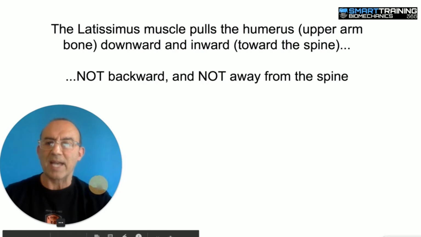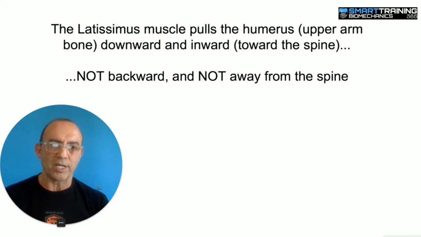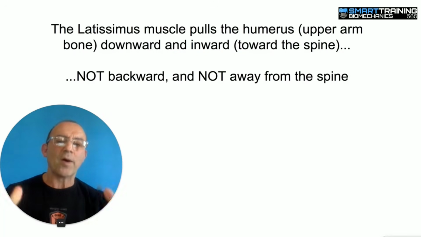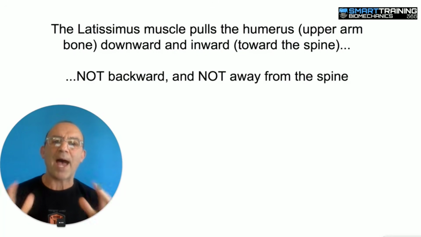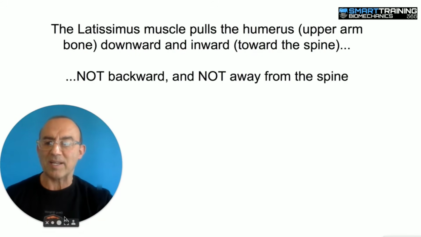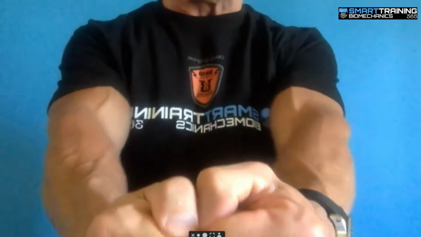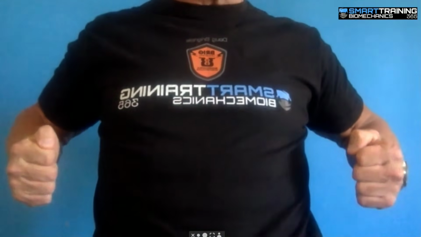Okay, so again, the latissimus muscle pulls the humerus downward and inward toward the spine. Rowing movements pull your arms backward and slightly away from the spine. Now, one thing that I want to bring your attention to, some of these rowing machines either give you a narrow handle like this, right? Or they have two separate arms. The point is you start narrow and you end wide. Well, guess what? You're moving away from the spine.